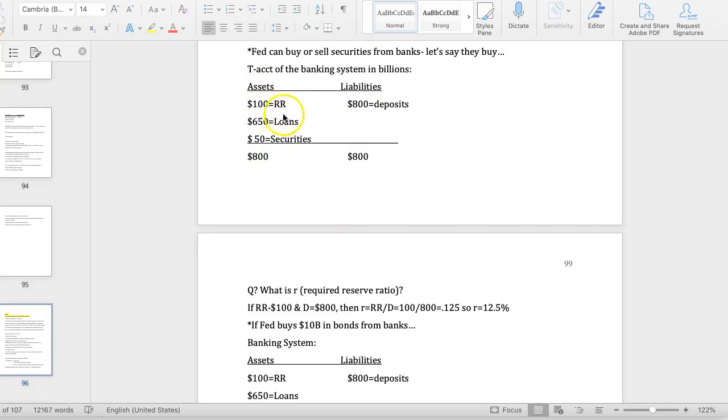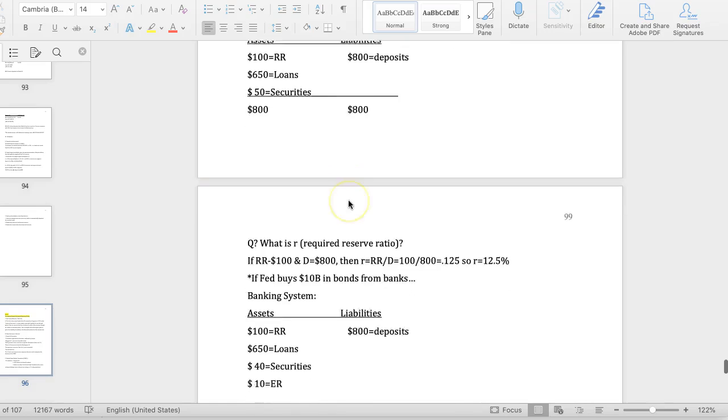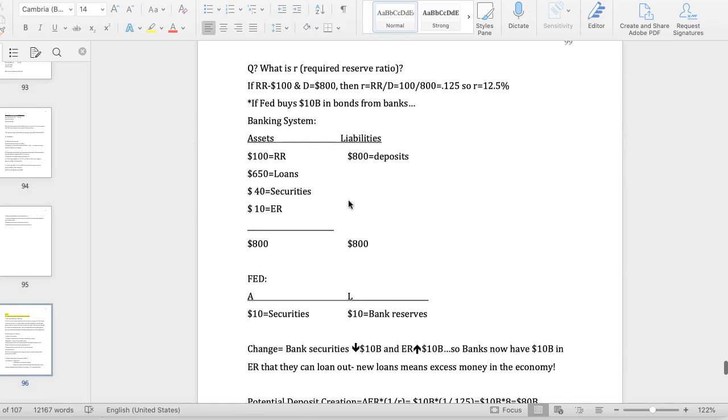For assets, they've got 100 billion in required reserves, 650 in outstanding loans, and 50 in securities. And then they have 800 in deposits. So if we know that they have 800 billion in deposits and 100 billion in required reserves, can we figure out what the required reserve ratio is? And of course the answer is yes.